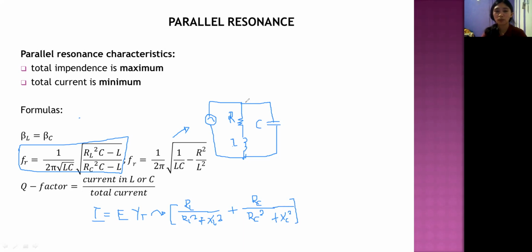Upon getting this formula, you'll just have to take into consideration the branches. For example, this is the first branch, which has the value of impedance 1, and here the impedance 2. That's how the impedance is obtained. I'll not show the derivation here.